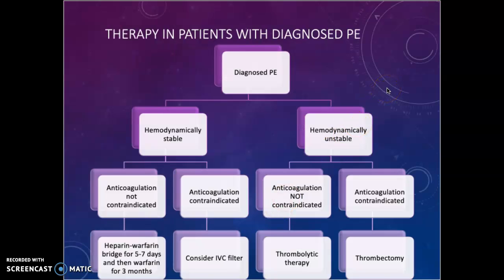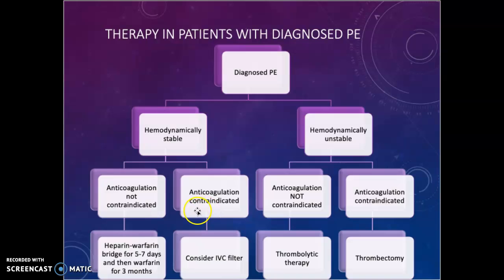So how do you treat pulmonary embolism once you've diagnosed it? You have to ask yourself 2 questions. Is the patient hemodynamically stable? That is, their heart rate and blood pressures are fine. And secondly, if anticoagulation is contraindicated in your patient or not. Let's say our patient is hemodynamically stable. That's the first question. Then you ask yourself if you can anticoagulate your patient, or if anticoagulation is contraindicated. If you can go ahead with anticoagulation, you give them a heparin warfarin bridge for 5 to 7 days and then discharge them on warfarin for the next 3 months.